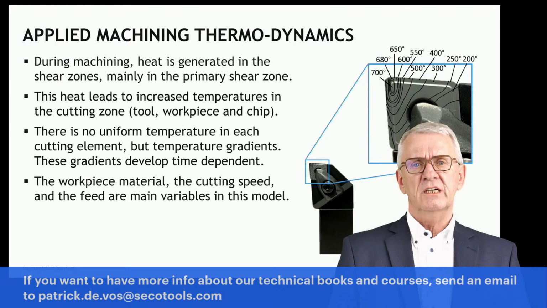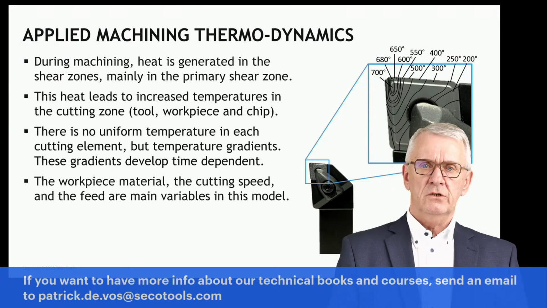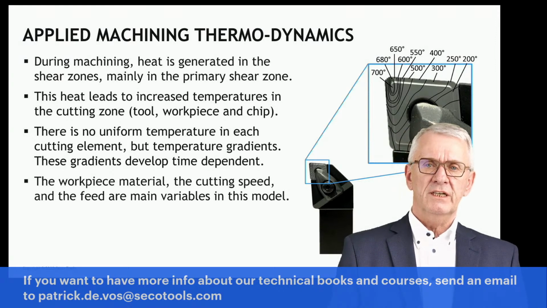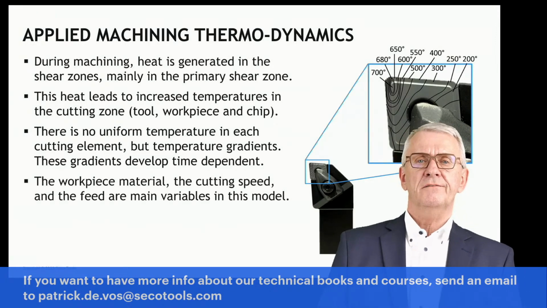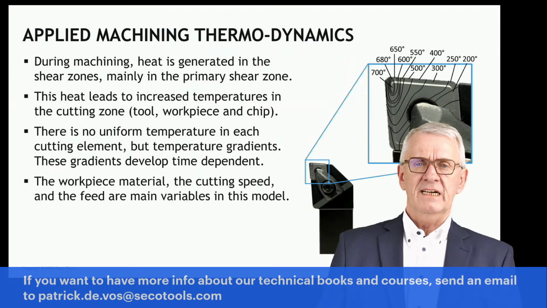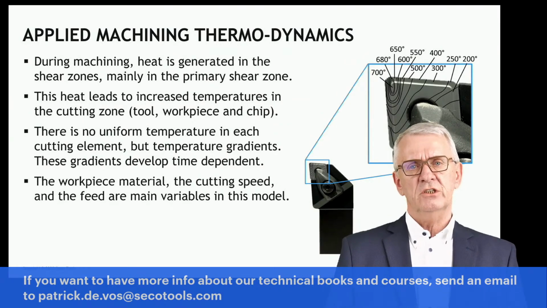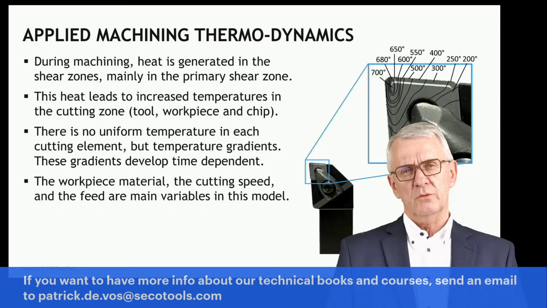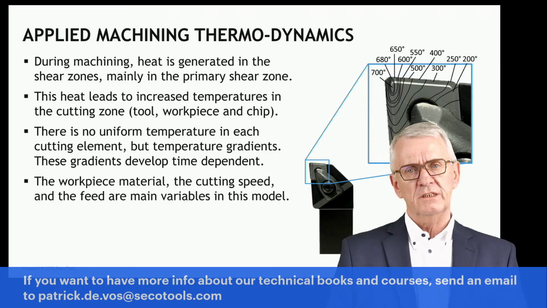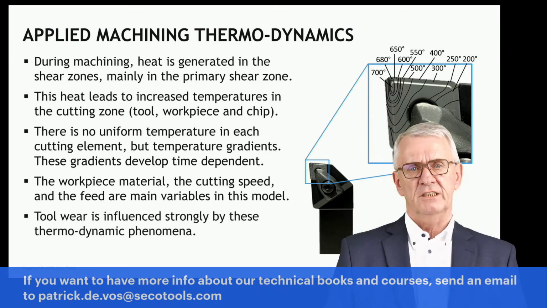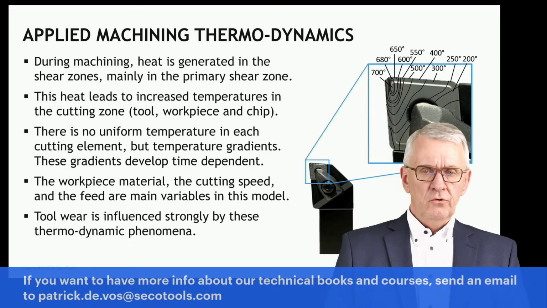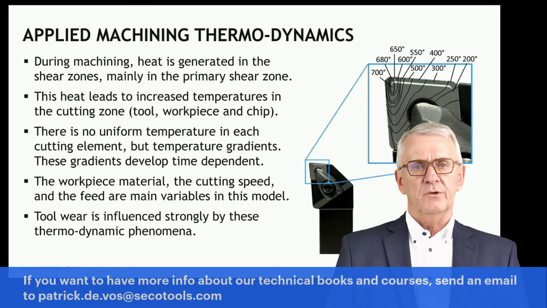Cutting speed you should keep on the low side if you think you are in a problematic situation. In the same problematic situation, you should look for higher feeds. So the secret to efficient machining from a thermodynamic perspective, for problematic applications, problematic workpieces, is to think in combinations of slower cutting speeds and higher feeds. Tool wear is strongly dependent on this type of phenomena.